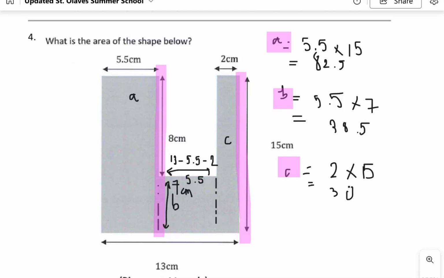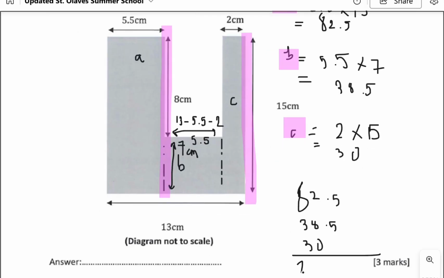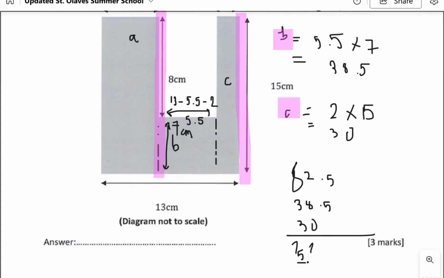Our final area is everything added together, so it's 82.5 plus 38.5 plus 30, which gives us 151, which is our answer over here.